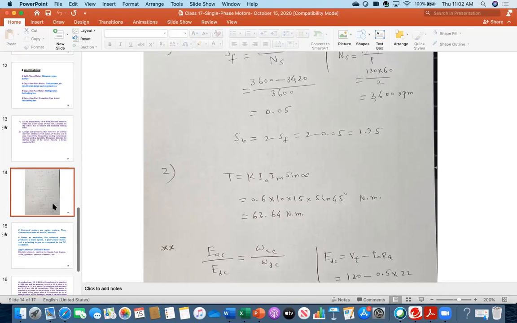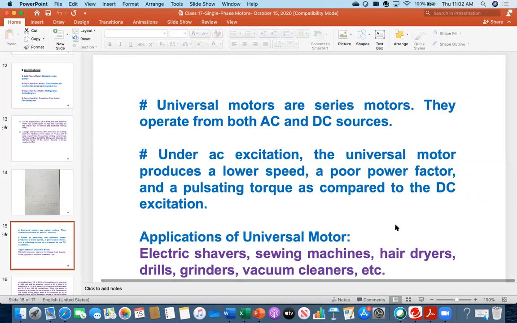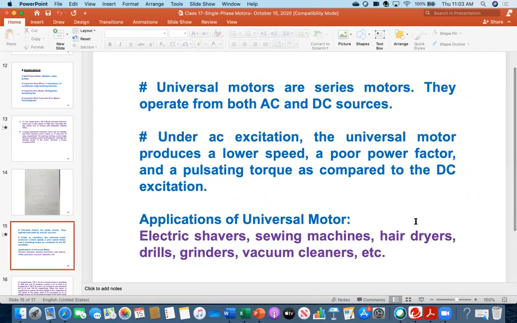Now moving forward, today we don't have time, only a few minutes I can talk, 2 to 3 minutes. Starting from the next class, I'll be discussing the universal motor and permanent magnet DC motor, followed by other types of motors. As I said, the universal motor goes by that name because it operates on both AC and DC. This means that if you apply the AC, it will work. If you apply the DC, the same motor will work.